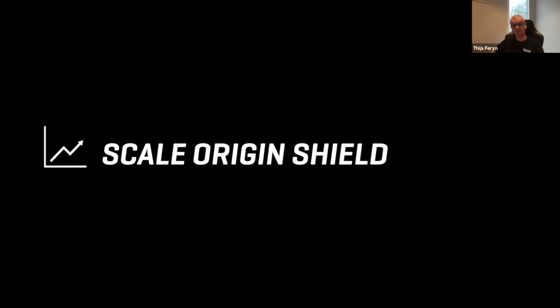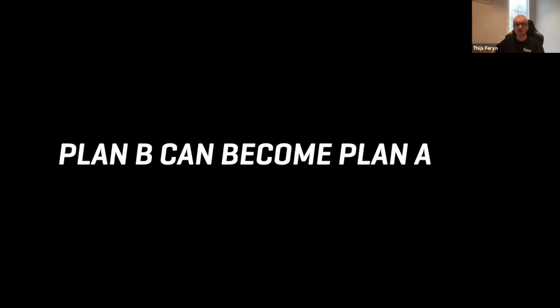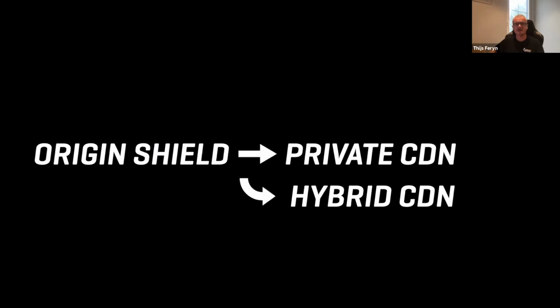However, you can scale your origin shield as much as you want. You can start off with a couple of origin shield nodes, Varnish nodes, maybe 2 or 3, but you can scale that up. And eventually, when that starts making sense for you from an operational point of view, strategic point of view, commercial point of view, your plan B can just as well become your plan A, if you will. And what you've basically done is turn your origin shield into a private CDN or a hybrid CDN. And that is perfectly possible. It all depends on your needs.